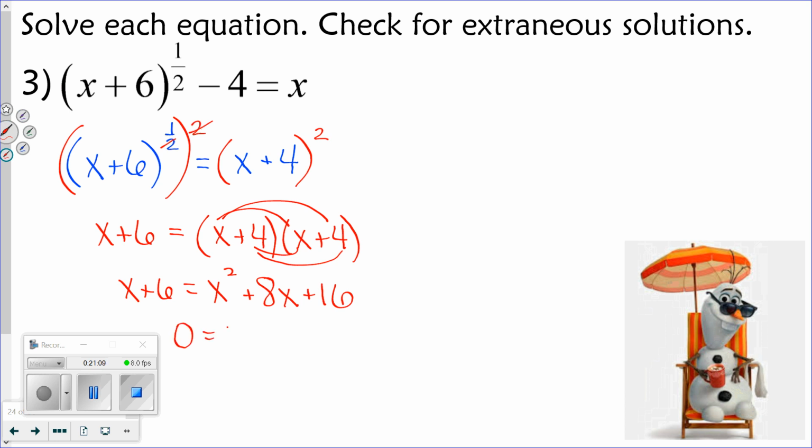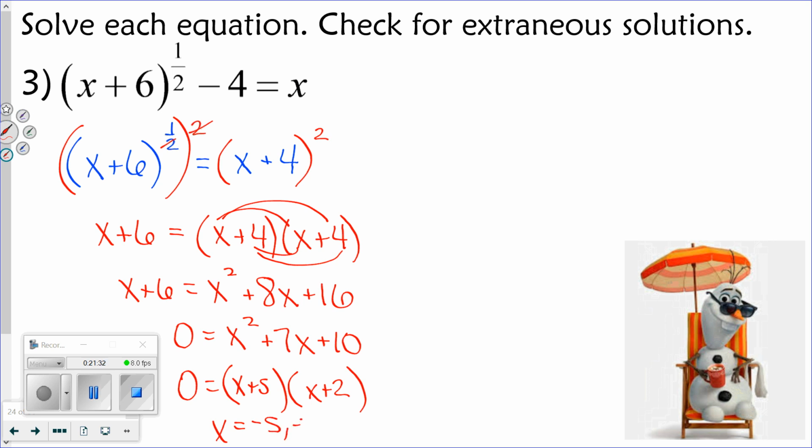Good. So x squared. Subtract the x gives me 7x. Subtract the 6 gives me 10. Good. 5 and 2. So x plus 5, x plus 2. So x equals -5 and -2.